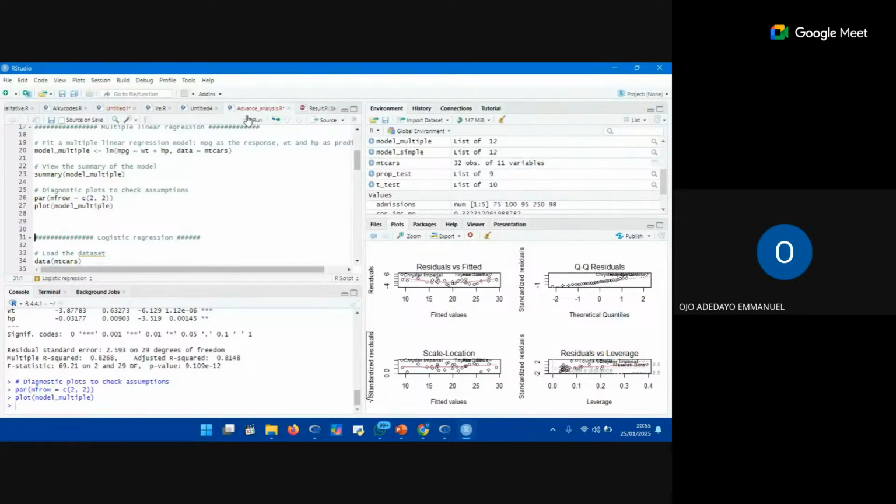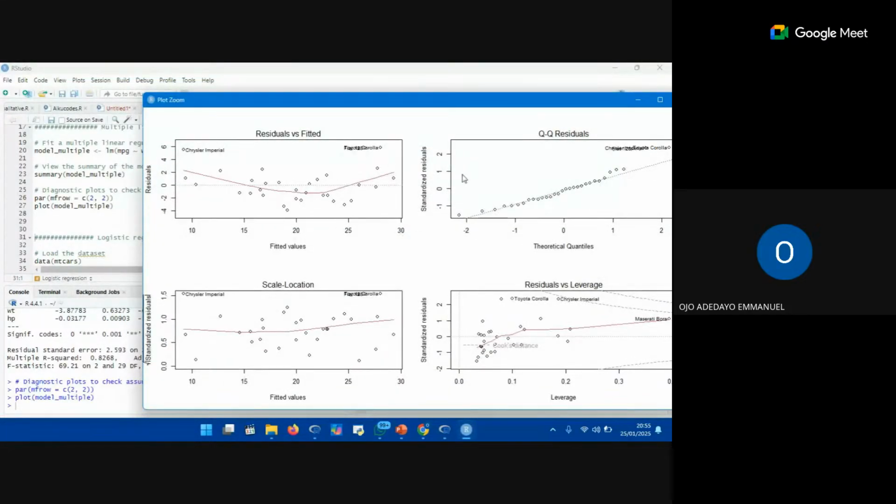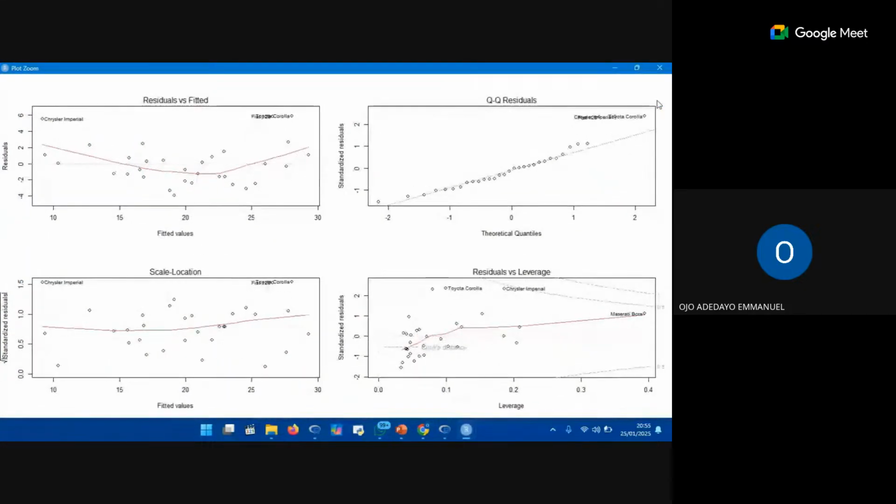Now, this one is what we call the diagnostic plot to check assumptions. There are some assumptions that we normally use in statistics. Every model in statistics follows assumptions. I explained the QQ plot yesterday. Then we have the residual versus fit, the scale location, and the residual leverage. All these are model checking; we normally use them to check our model.